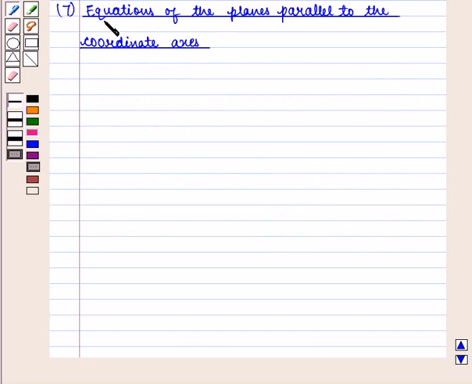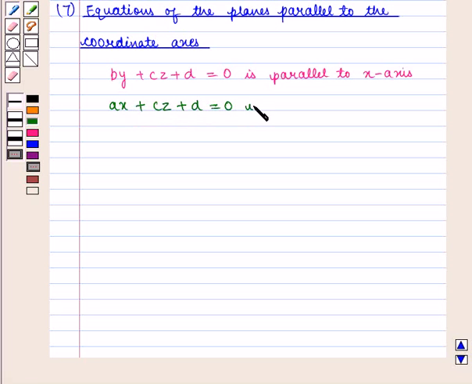Now we shall discuss equations of the planes parallel to the coordinate axis. The equation by plus cz plus d is equal to 0 is parallel to the x-axis. The equation ax plus cz plus d is equal to 0 is parallel to y-axis. And the equation ax plus by plus d is equal to 0 is parallel to z-axis.